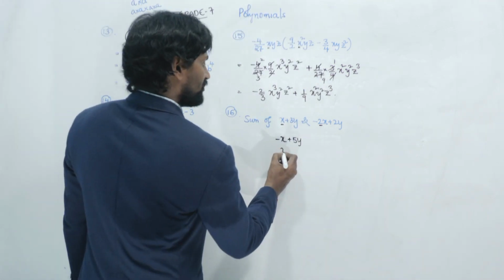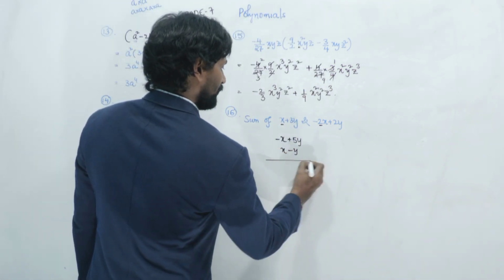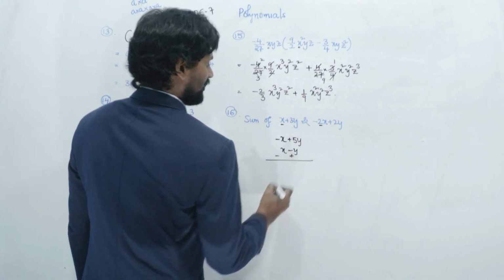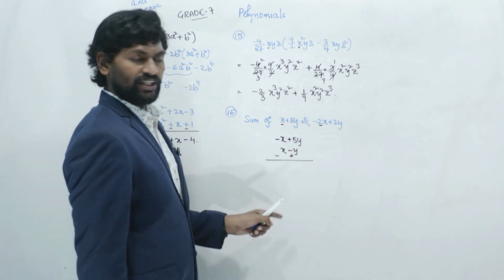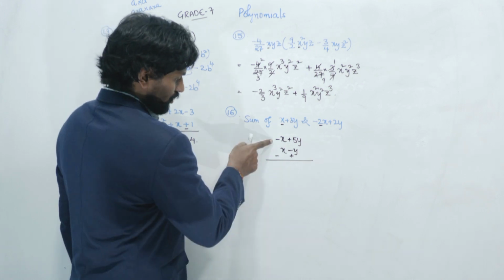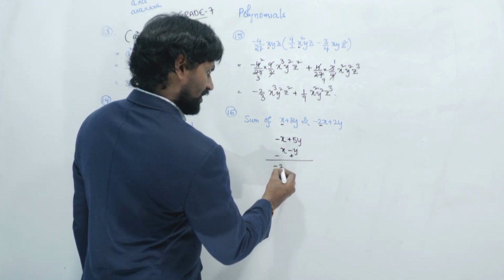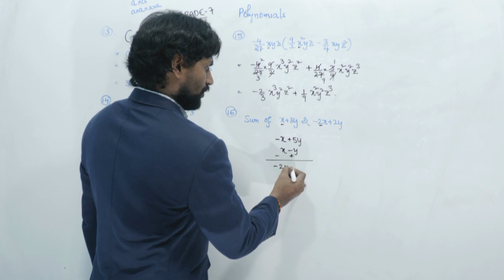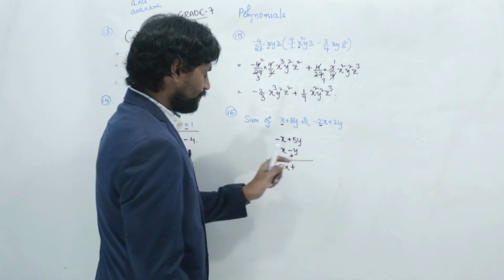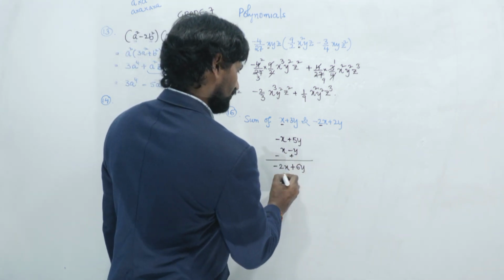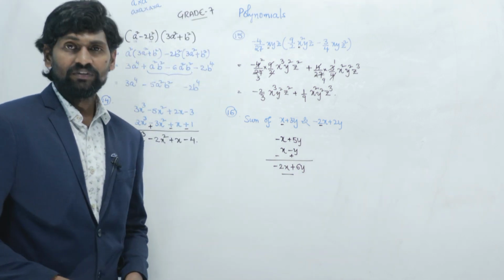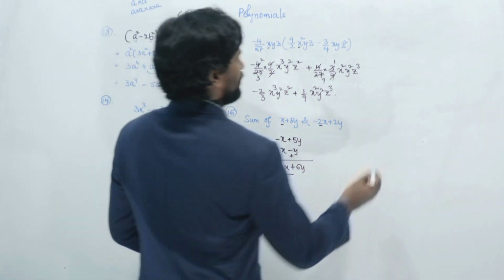So x minus y I am going to write as, subtract means second one symbol should be changed. Positive becomes negative, negative becomes positive. So both are negative terms, add with negative, so minus 2x. Both are positive terms, add with positive, 5y plus y, 6y. So this is our required answer. That was the 16th one. Now the 17th question.